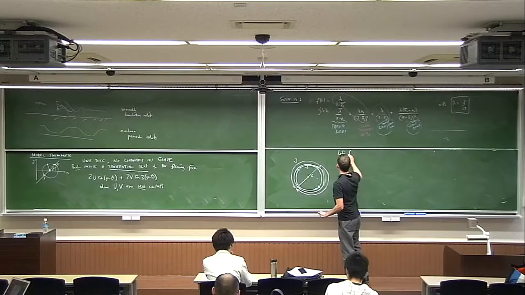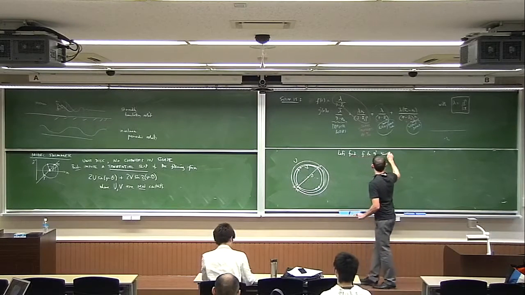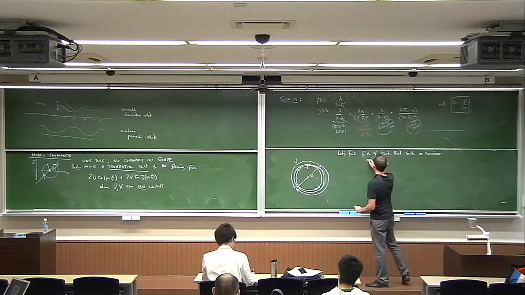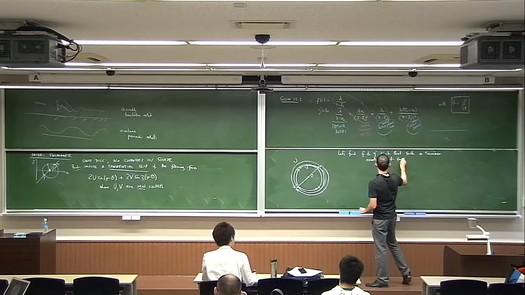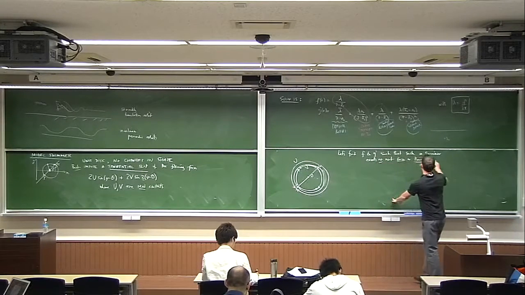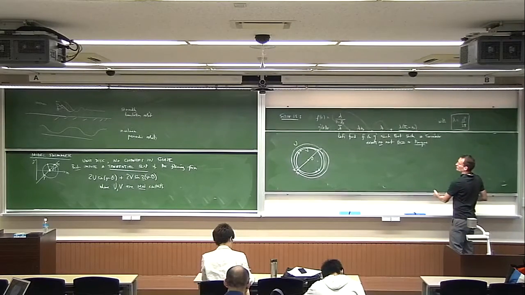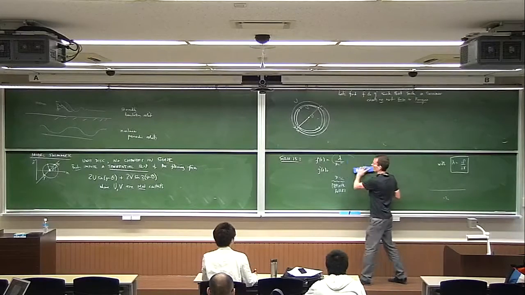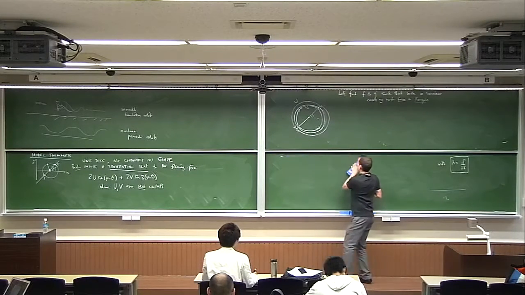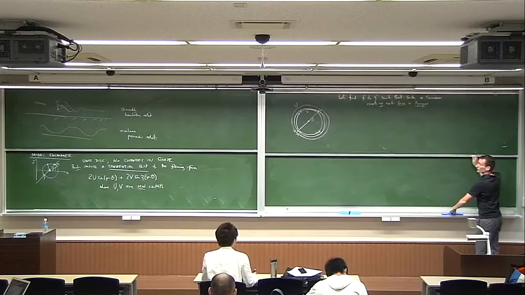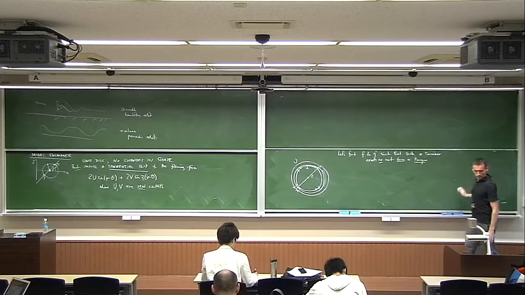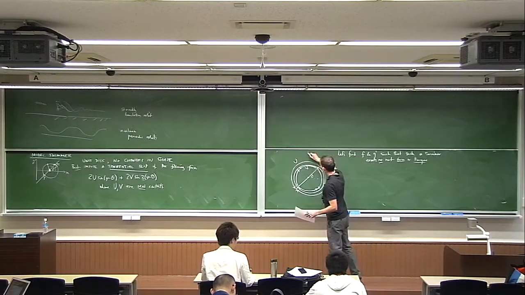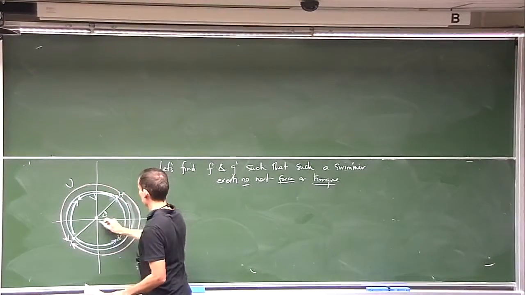So let's find F and G. In other words, I'm going to solve for the flow, the Stokes flow around that swimmer. There's no walls. It's just a swimmer in free space. I'm going to solve for the flow around it, assuming there's no net force at all. So let's imagine it's centered at the origin. So this is the origin.